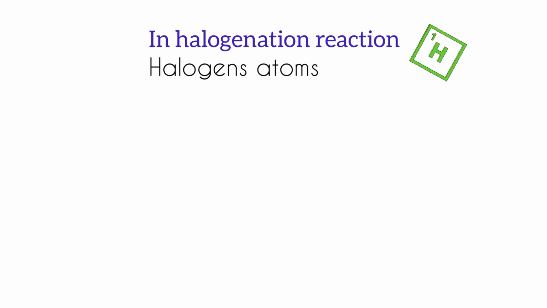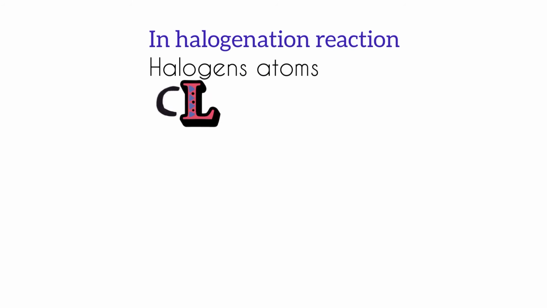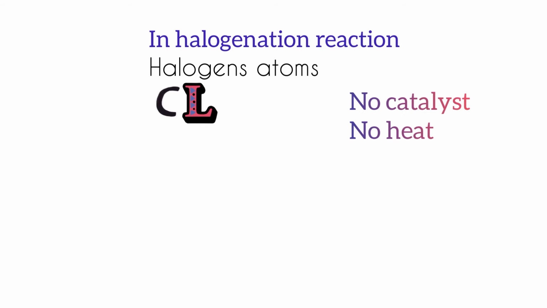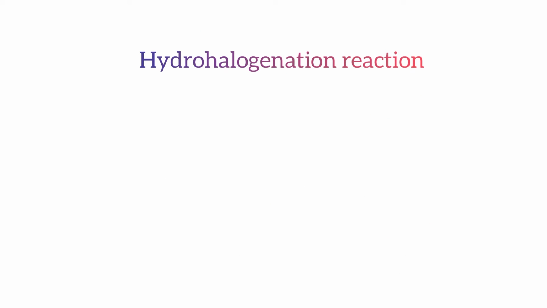On the other side, halogenation, instead of adding hydrogen to each carbon, adds halogens to the molecules, such as chlorine, but similar to hydrogenation. It takes place in the double or triple bond. Note that this reaction does not require the presence of any catalyst or heat. Here is an example of the halogenation reaction.